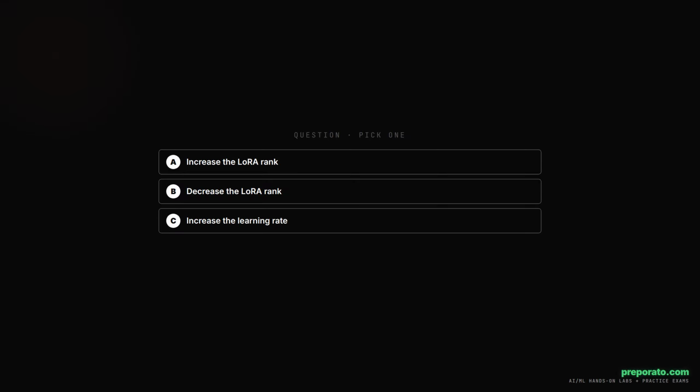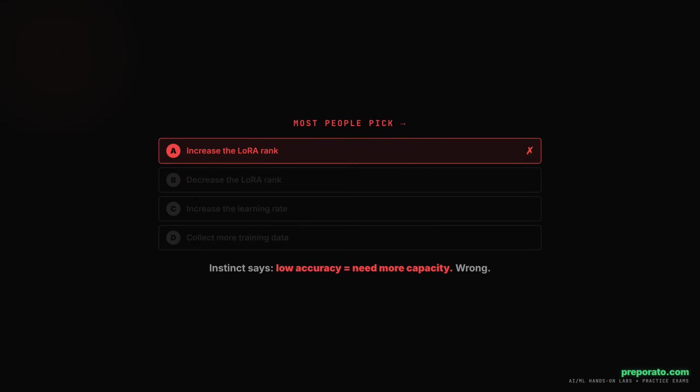Option A, increase the LoRA rank. Option B, decrease the LoRA rank. Option C, increase the learning rate. Option D, collect more training data. Most people pick A because their instinct says low accuracy means I need more capacity, and that's exactly why A is the popular wrong answer.